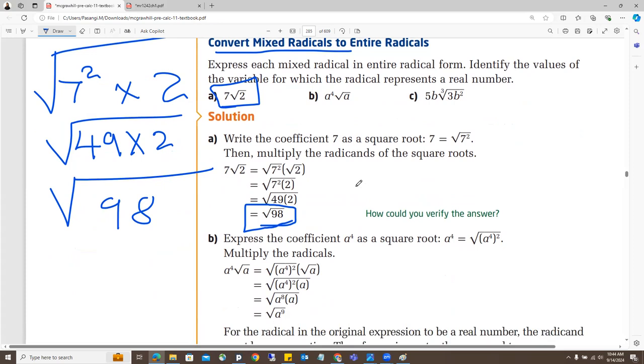Check for B and C also, whether you understand how to convert mixed radicals into entire radicals. You just square the first part, the coefficient, and take it inside the square root.